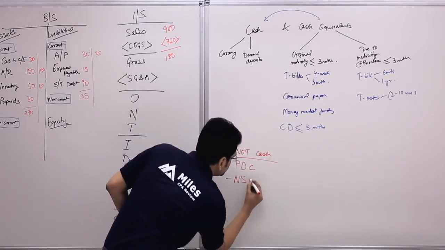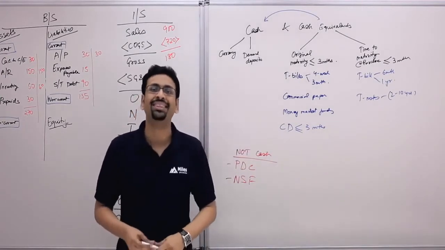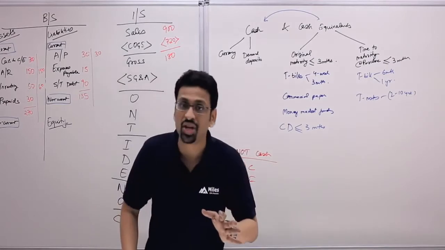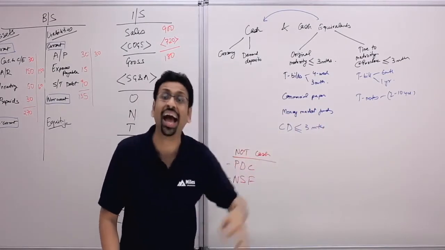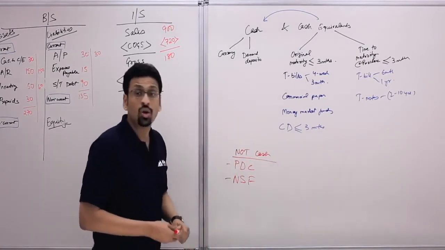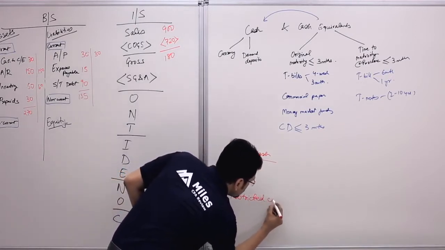Non-sufficient fund check. So if you deposited one of the checks that you received from your customers and the check got dishonored, in that case, that would not be cash until you have redeposited the check, the non-sufficient fund check, and it has been cleared by the bank. Now, what's also not cash is restricted cash.